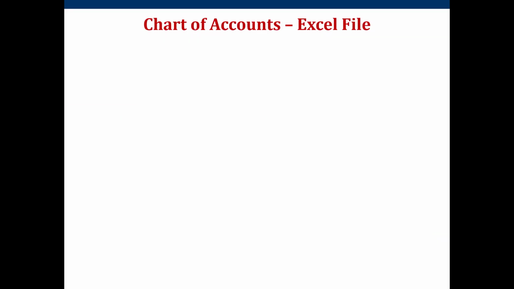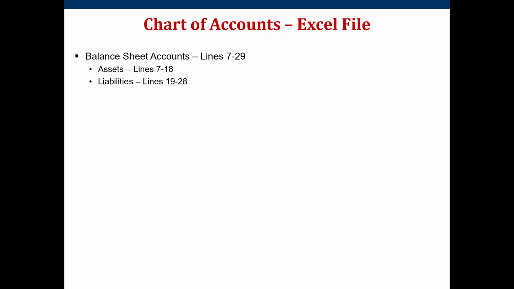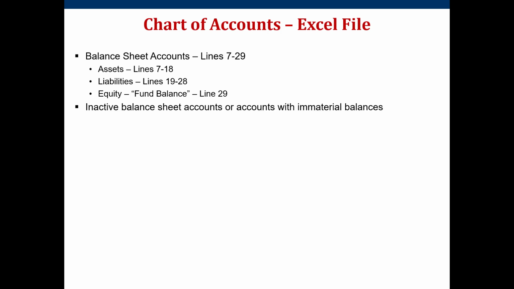Okay, we're going to move now to balance sheet accounts. All chart of accounts listings begin with balance sheet accounts. The ironworkers chart of accounts, balance sheet accounts, are listed from lines 7 through 29. During our conversion prep session, we will look at your chart of accounts and take a look at your trial balance. We might see balance sheet accounts that have immaterial balances.